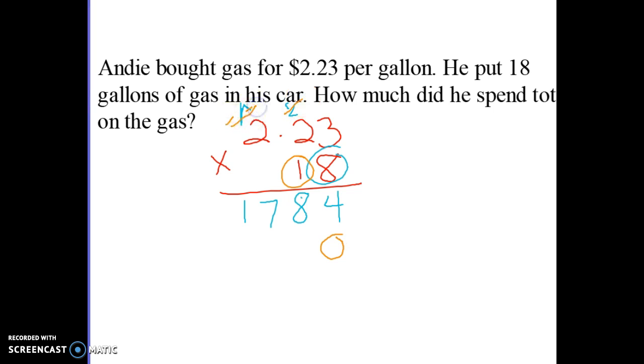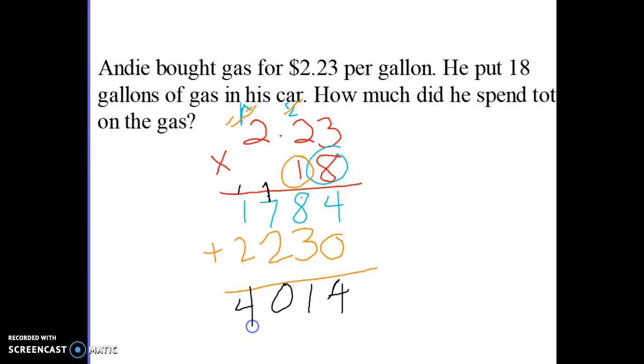1 times 3 is 3. 1 times 2 is 2. 1 times 2 is 2. And now I add these together to get my product. So 4 plus 0 is 4. 8 plus 3 is 11. Carry my 1. 7 plus 1 is 8. Plus 2 is 10. 1 plus 1 is 2.